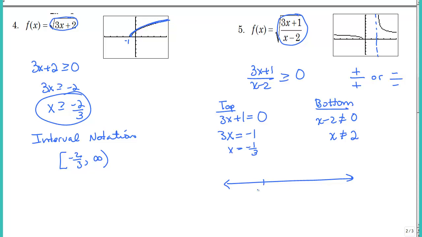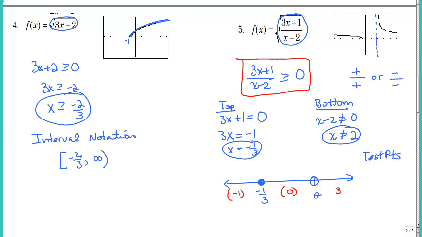Do a number line. Okay, this can equal negative 1/3, so I'm going to put a filled in dot. That cannot equal 2, so I'm going to put an open circle. And then I'm going to test points in each interval. So I'm going to pick, say, a -1, a 0, and a 3, and I'm going to plug it back in there and see, do I get a number greater than 0?